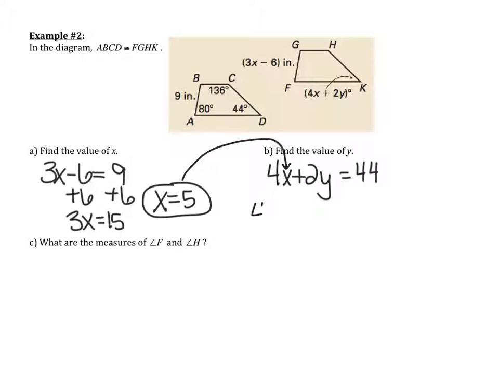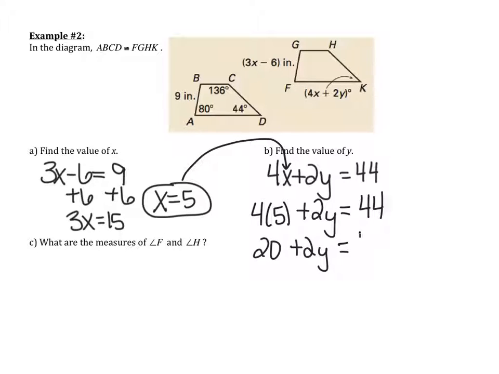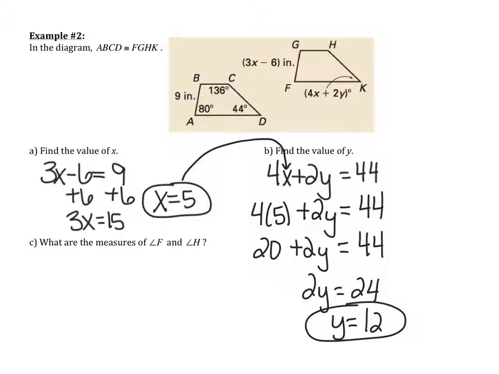So I would have 4 times 5. Again, I'm using the answer from my previous problem for x in order to solve for y. So 4 times 5 is 20. I would subtract 20 from both sides, so I'd end up with 2y equals 24. Divide both sides by 2, so I end up with y equals 12. Again, I needed to know what x was first before I could solve for y, since my equation for K had an x and a y in it.